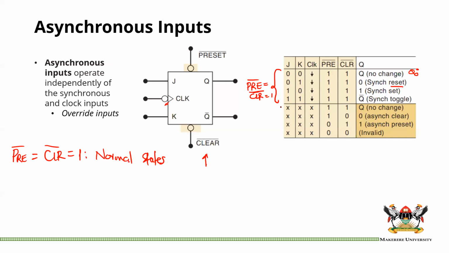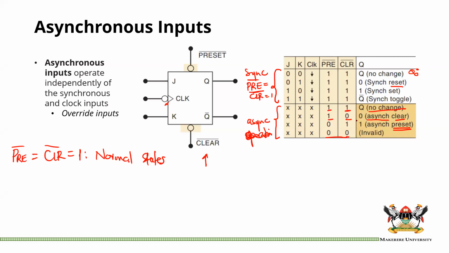Now we have this state, which is the asynchronous operation. If I have a 1 and a 1, no change, no active state of the clear. If it is a 1 and a 0, asynchronous clear. If it is a 0 and a 1, asynchronous preset. That means I set my output to a 1. And then 0 and 0 is invalid. It is ambiguous because you are trying to preset and also clear at the same time.